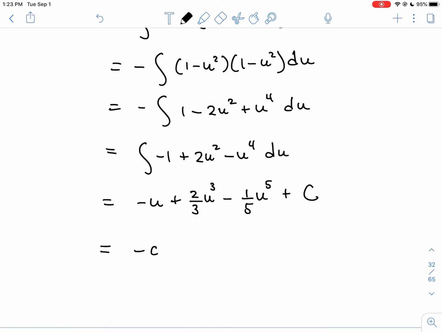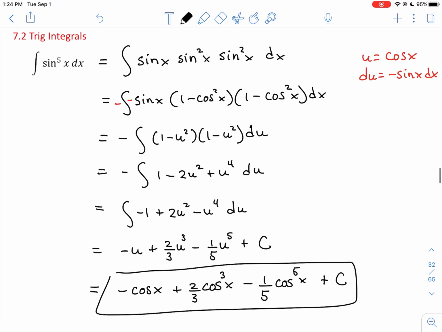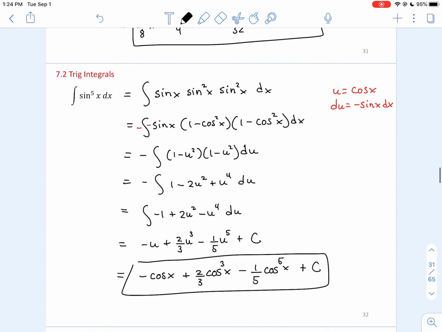Each of these u's goes back to cosine of x. So negative cosine of x plus 2/3 of cosine cubed of x, minus 1/5 of cosine to the 5th of x, and then plus c. And there it is.